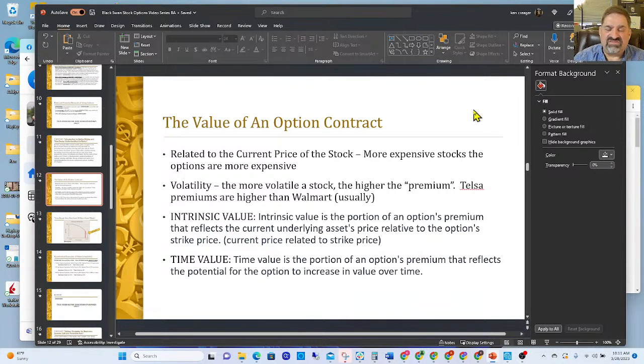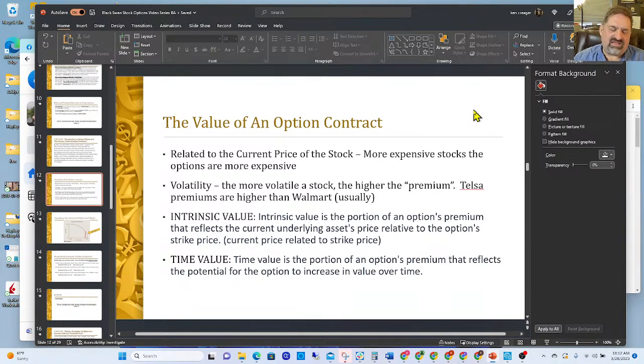But if a stock moves up and down and is really volatile, like Tesla, say for example, with big price moves relative to Walmart, or even another company like Johnson & Johnson, right? Tesla's option premiums, the pricing, is going to be higher relative to the strike price than Walmart, because Walmart and Johnson & Johnson are a lot less volatile stocks. And so anyway, the volatility will affect the price.